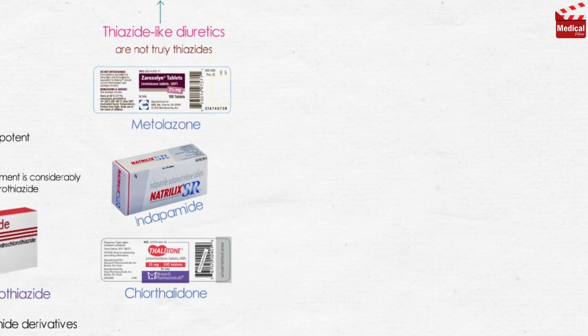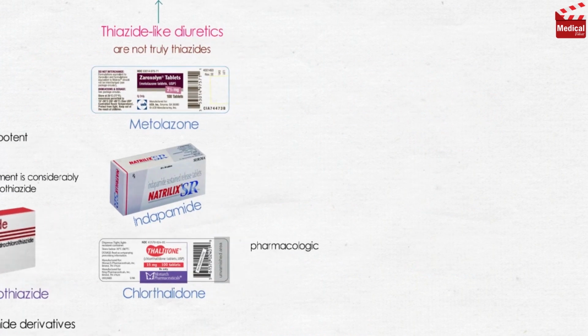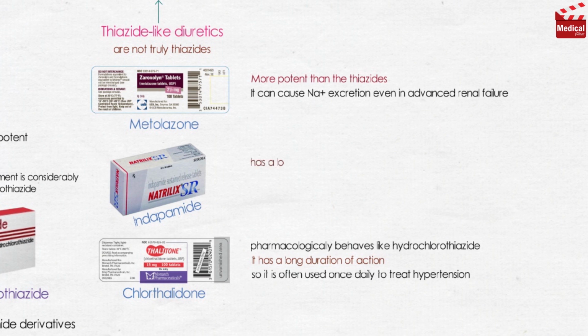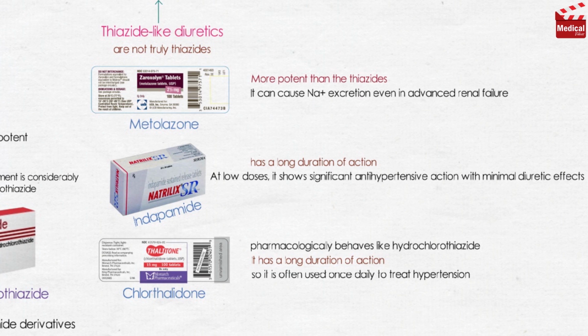Let's briefly talk about the thiazide-like diuretics. Chlorthalidone pharmacologically behaves like hydrochlorothiazide. It has a long duration of action, so it is often used once daily to treat hypertension. Metolazone is more potent than the thiazides. It can cause sodium excretion even in advanced renal failure. Indapamide has a long duration of action. At low doses, it shows significant antihypertensive action with minimal diuretic effects. It is metabolized and excreted by the gastrointestinal tract and the kidneys. It is useful for patients with renal failure.